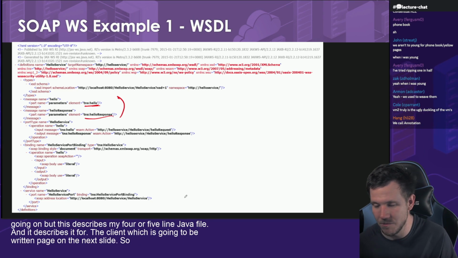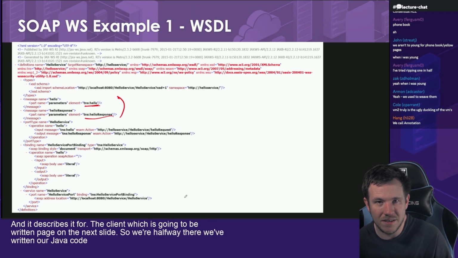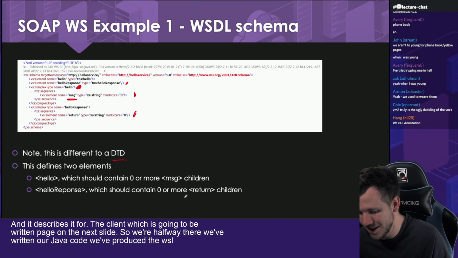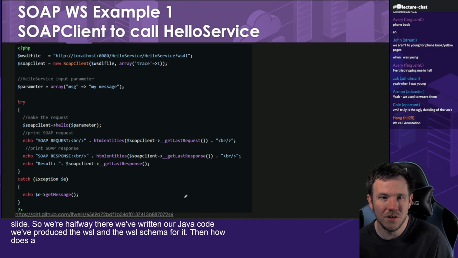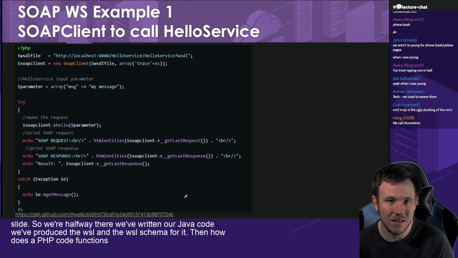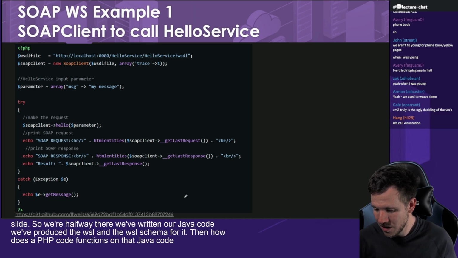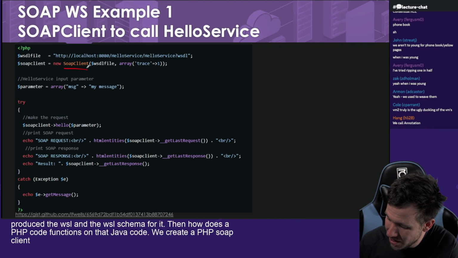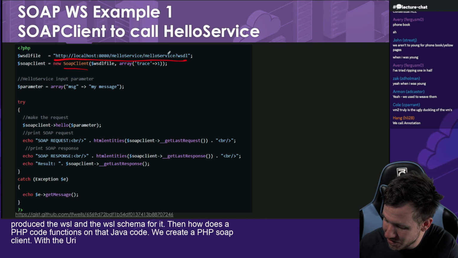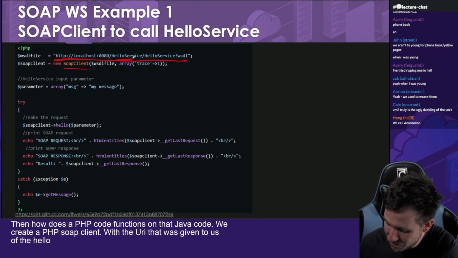So we're halfway there. We've written our Java code. We've produced the WSDL and the WSDL schema for it. Then how does, say, a PHP code call functions on that Java code? We create a PHP SOAP client with the URI that was given to us of the hello service.